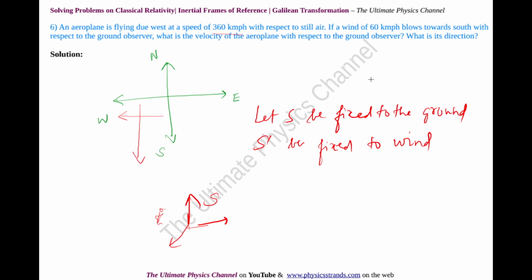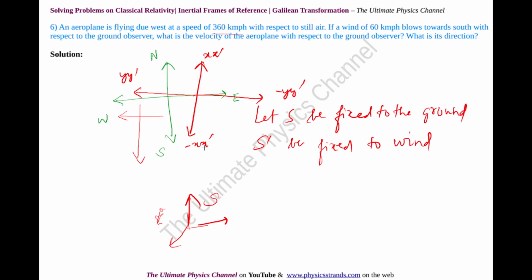If that is the case, here in this diagram, we can say that wind is blowing towards west, right? So we can have a frame of reference fixed to the wind. Here let us call that the x prime direction. So our x prime is along the north and minus x prime is along the south, and y prime is along the west, and minus y prime is along the east.